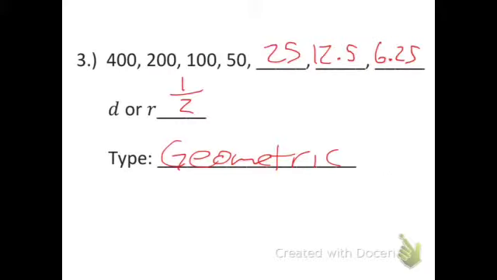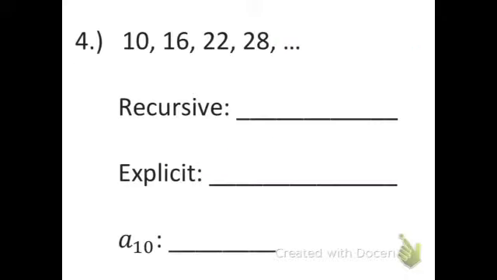The way you can always get your common ratio is you take two numbers in your sequence, do the second divided by the first, and simplify. So 200 over 400 would be simplified to 1/2, which is this guy right here. Moving on to number 4.